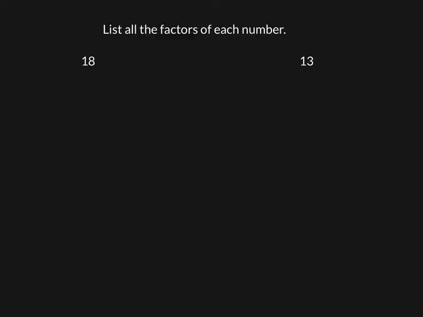Alright, so first off, it's asking us to list all the factors of each number. Now, if we remember back to what a factor is, it's just two numbers that multiply together to get a product, or the answer to a multiplication. So for example, if I have the number 18, I could break that up, let's group them together, so I could do 1 times 18. I could do 6 times 3. 9 times 2 is another one.